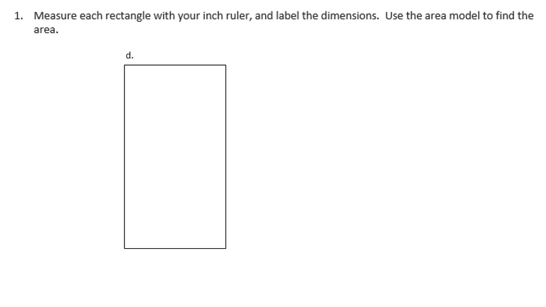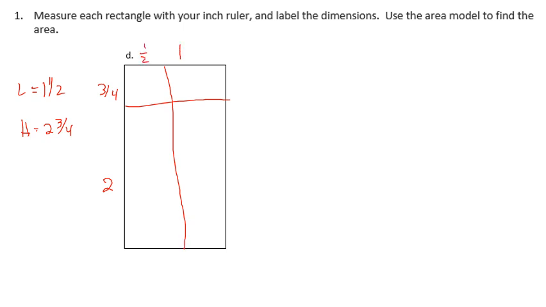On D, our length was equal to 1.5. Our height was equal to 2 3/4. There's my 3/4 and 2. And here I got my half, my 1. So here we have 3/4 times 1/2, which equals 3/8. Then I have 3/4 times 1, which gives us 3/4. 2 times 1/2, which equals 2/2, which is equal to 1. And here we have 2 times 1, which is equal to 2.